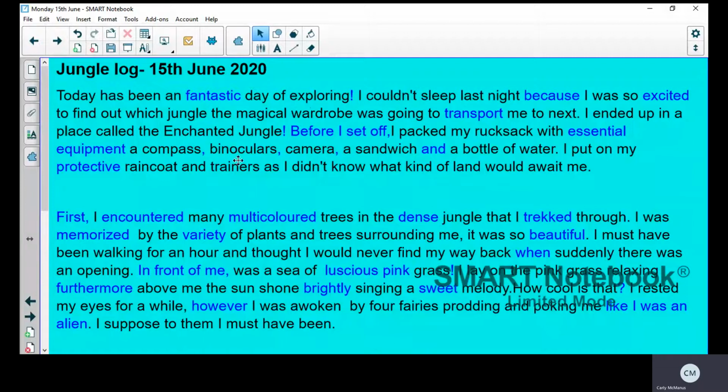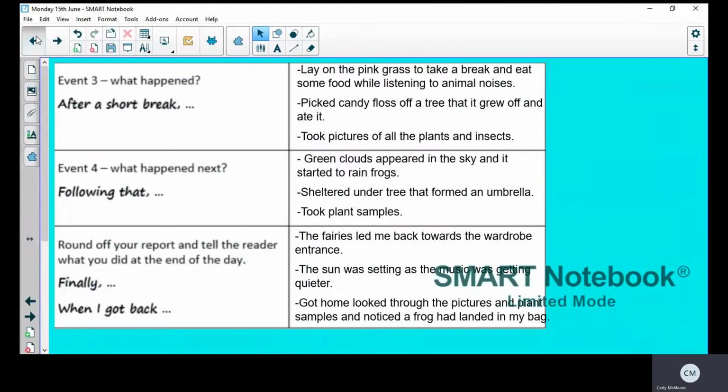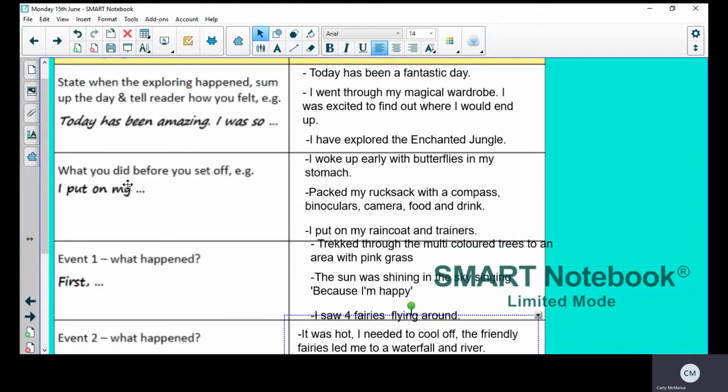And then what I've done here, I've used commas in a list. So I've put commas in between the things that I'm taking with me and then used and before the last bit in the sentence. And then again, protective is an adjective to describe the raincoat. Now, the next part, so I put those two paragraphs together because there wasn't much in either of them, and it was all about before I'd left.